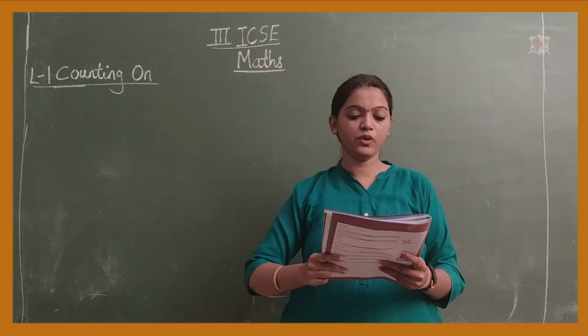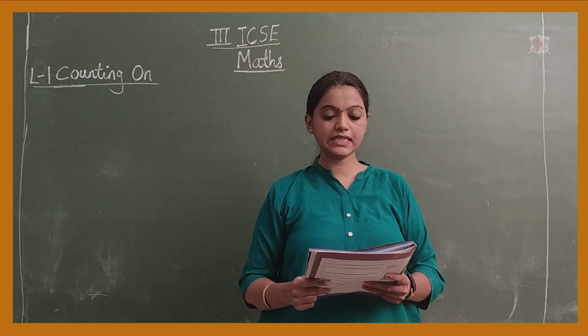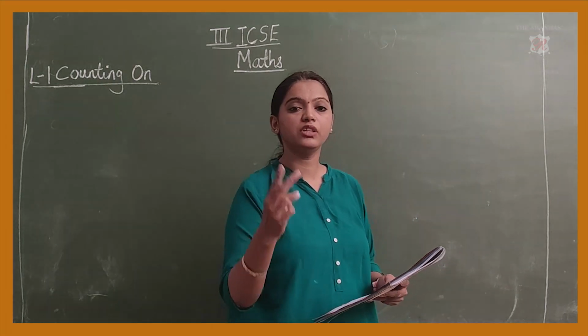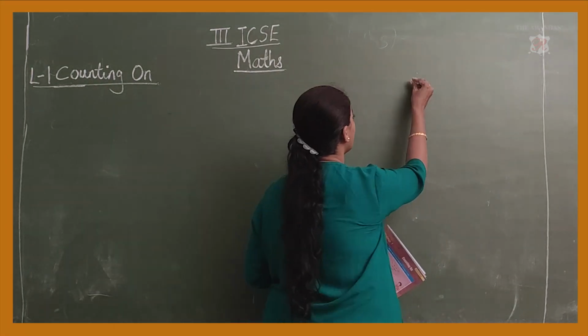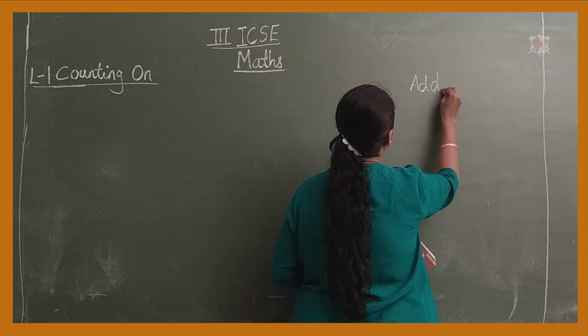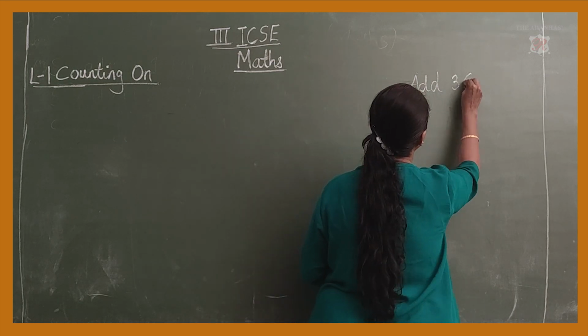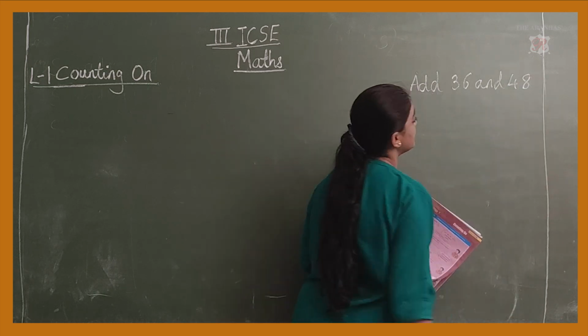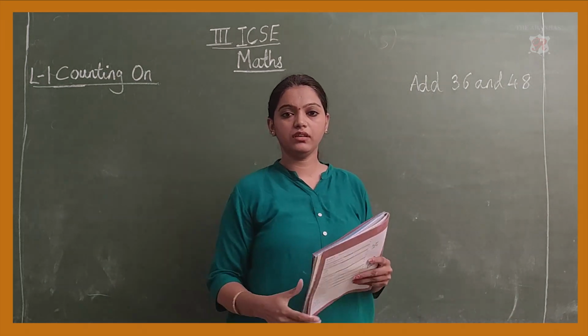The first example over here is add 36 and 48. This is a simple addition with two-digit numbers. You have to add 36 and 48. So these are two-digit numbers.